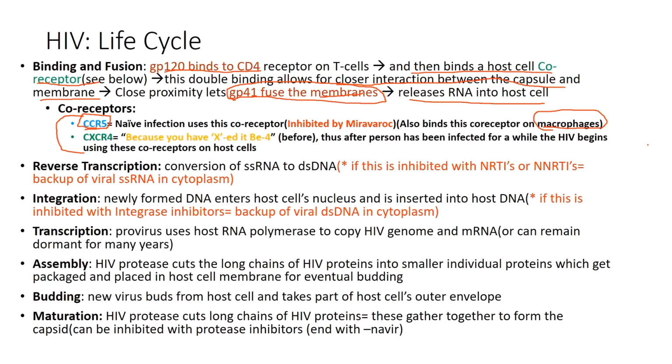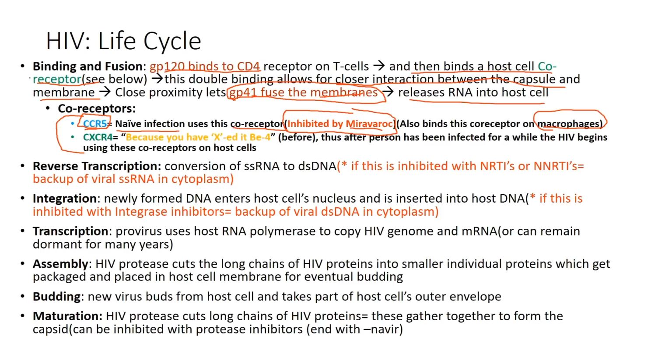So as far as how it gets into macrophages, it uses this CCR5. It also infects those naive T cells via this co-receptor. And how we can block this: we can actually block CCR5 specifically with Maraviroc. This is a co-receptor blocker as far as stopping the initial infection.